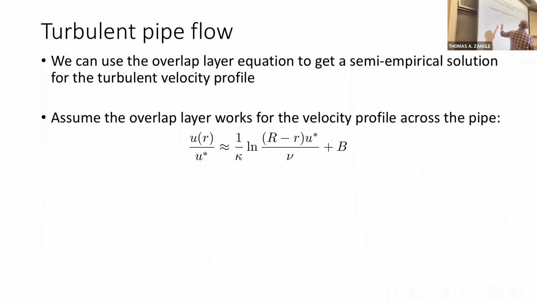So assuming the overlap layer equation works for the velocity profile across the pipe, we have U of r over U star is approximately 1 over kappa natural log of (R minus r) U star over nu, plus B. It will look like this.